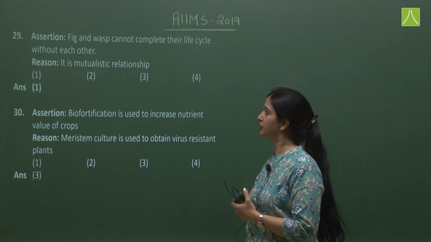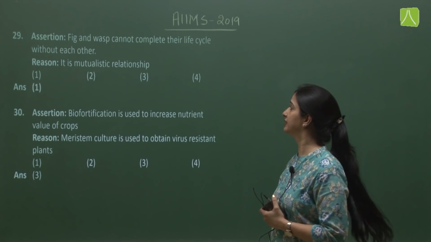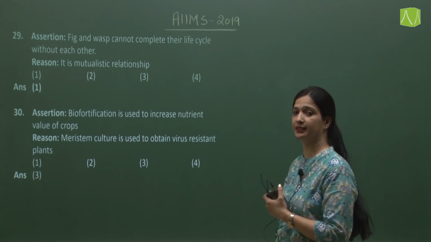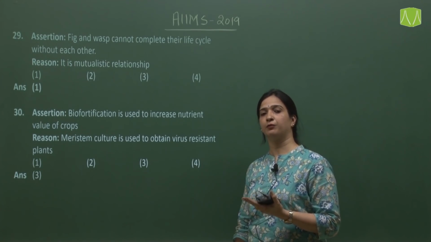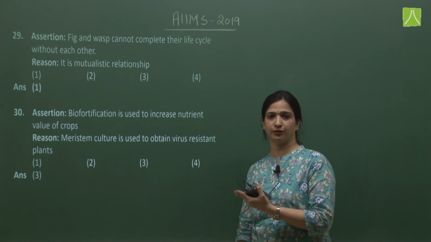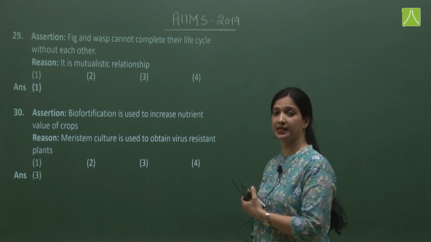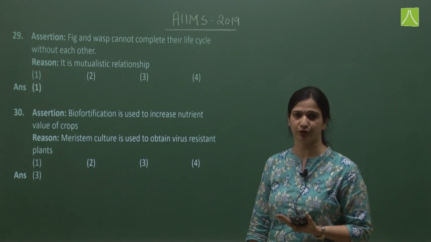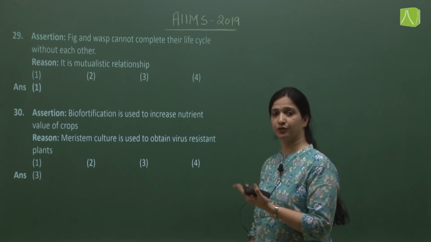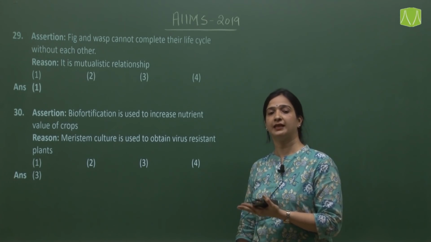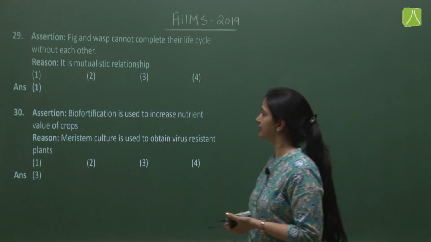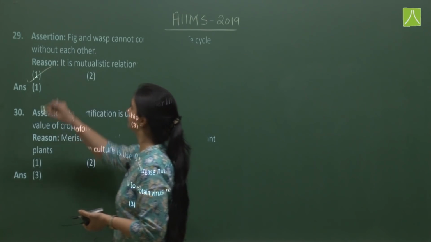Let us see question number 29. Here the assertion given is, fig and wasp cannot complete their life cycle without each other. That's true. Fig provides the oviposition site as well as the ovules to the growing larva of the wasp, and the wasp helps in the pollination of the fig. Reason: it is a mutualistic relationship. That's true. It is because it is an obligatory mutualistic relationship between the two. So here the correct answer will be first.